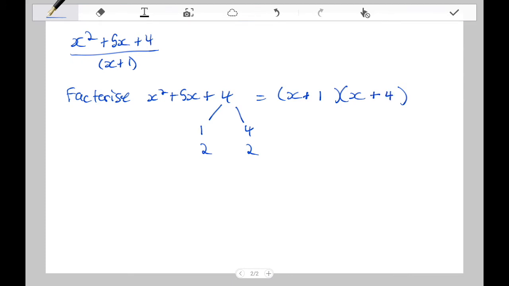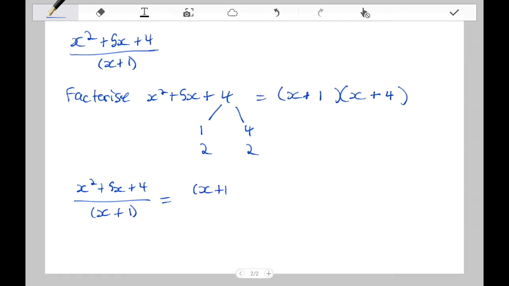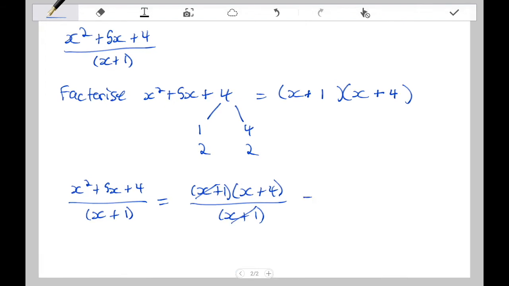Perfect. So now we can go back up here to our original fraction, and we can rewrite this x squared plus 5x plus 4 all over x plus 1 as x plus 1, x plus 4, all over x plus 1. And now, just like before, we can cancel the x plus 1 with the x plus 1, and we get left with simply x plus 4. Perfect.